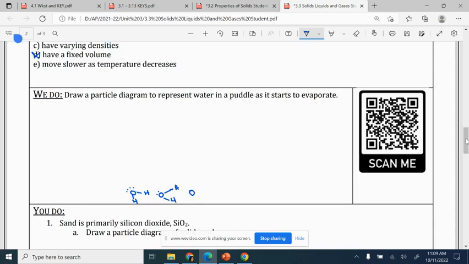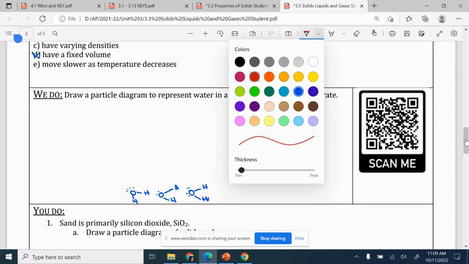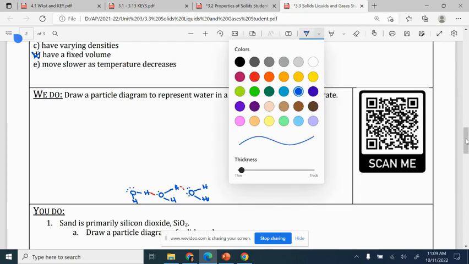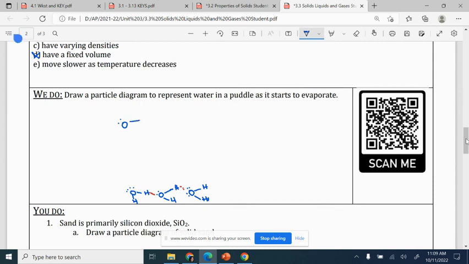If it asks us on a test, we have to do it like that. I'm just trying to show intermolecular forces of attraction here. And then when we get up into the gas phase, then they're going to be spread apart. And there's not going to be any attraction between them. We can show our dashed lines that they're flying off. And they're getting bigger.